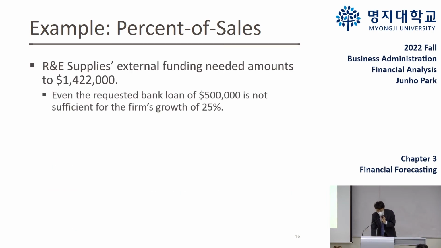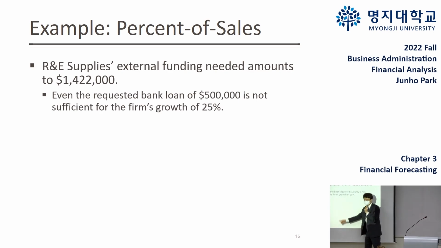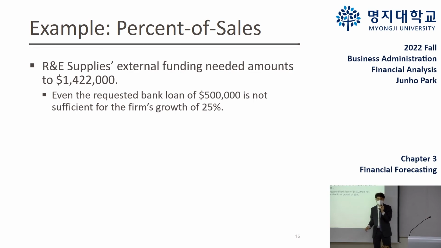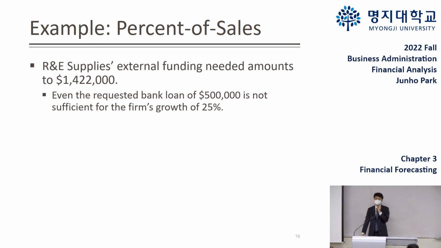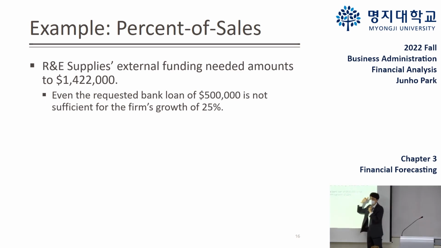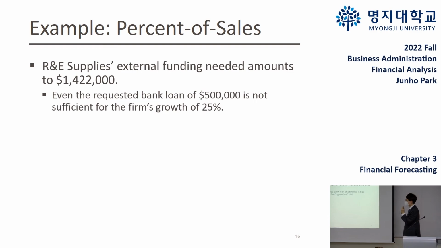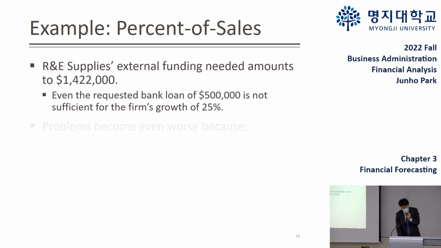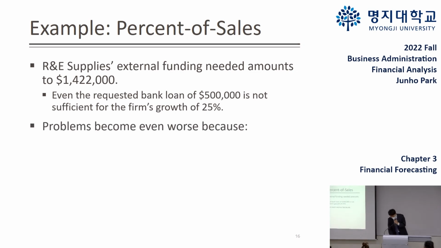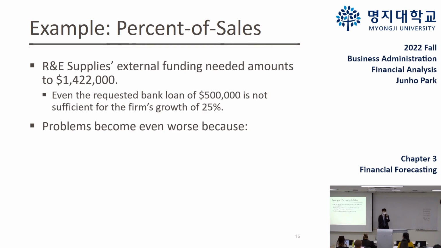So this is because the firm is expecting to grow 25%, and because the sales grow as much as 25%, assets will grow similarly, but you don't have such money to support the increase in the asset. Therefore, you need a large amount of money outside of the firm, and the bank loan is not sufficient for the firm. Therefore, before moving on, the problem will become even worse if we think about those things.